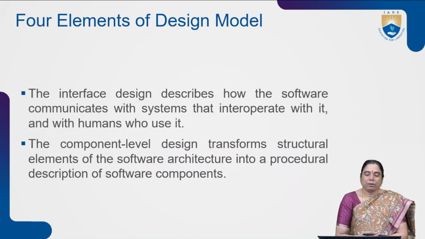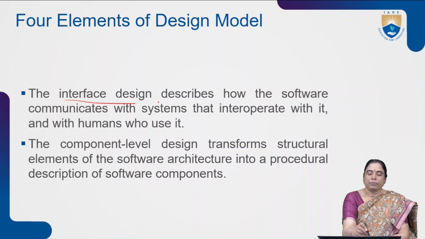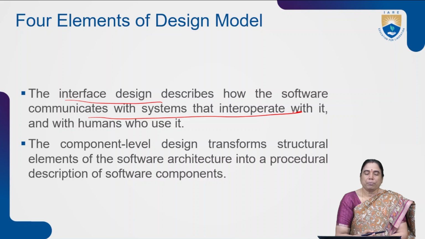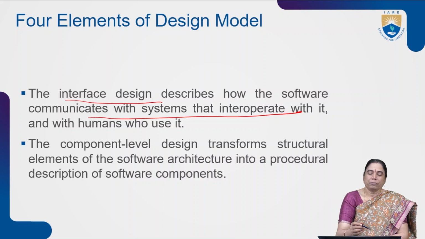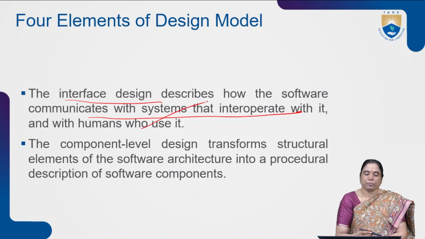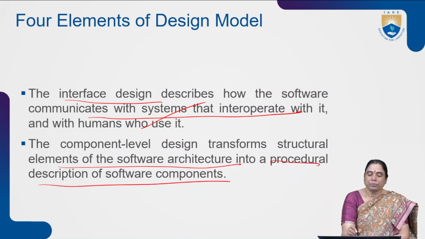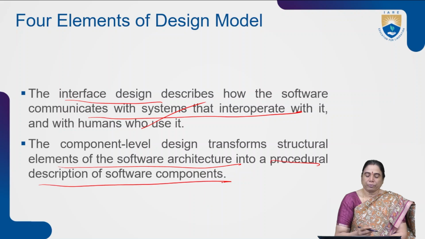The third element of the design model is the interface design. The interface design describes how the software communicates with the systems that interoperate with it and with the humans who use it. The component level design transforms structural elements of the software architecture into a procedural description of the software components.